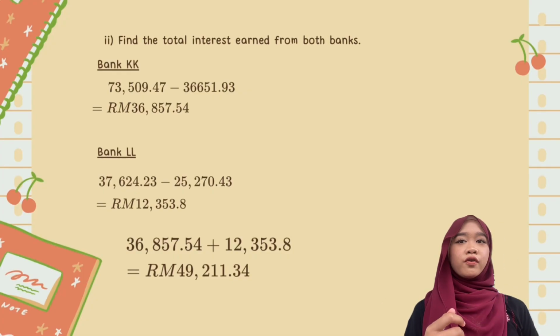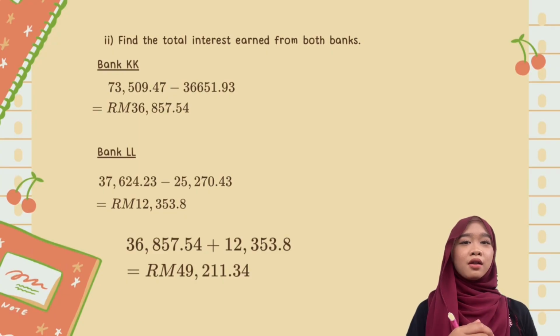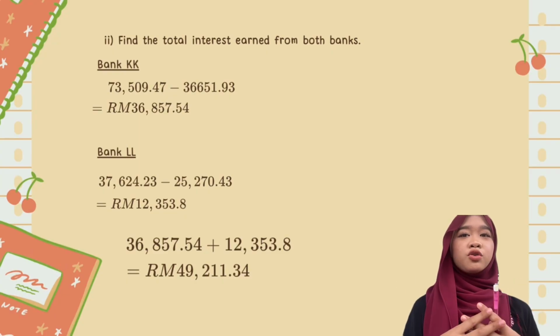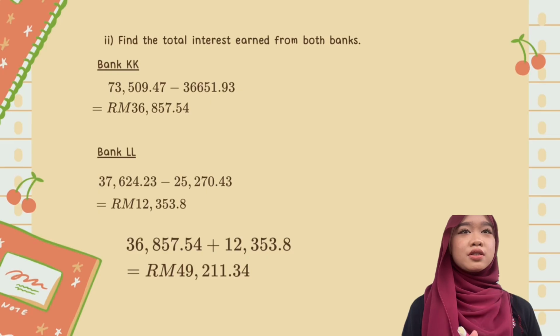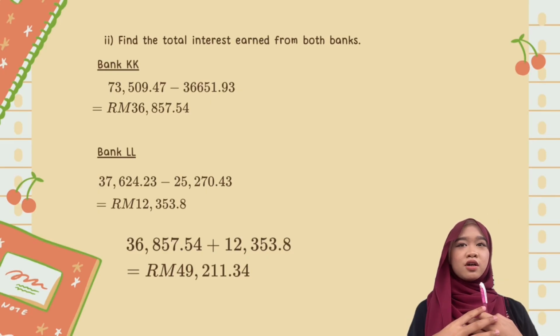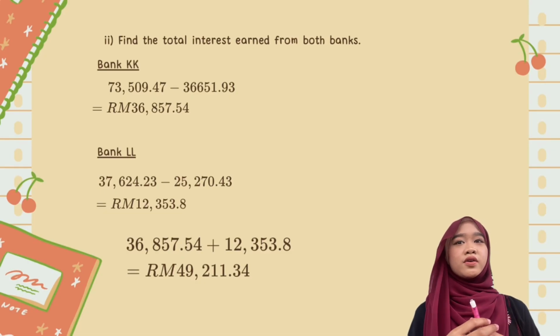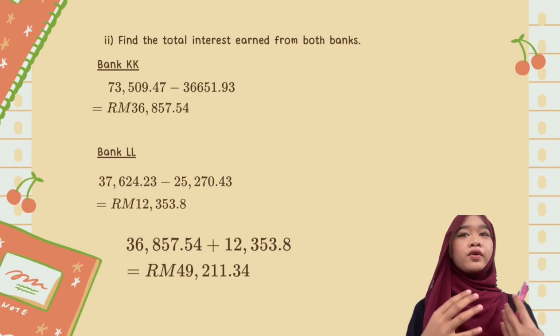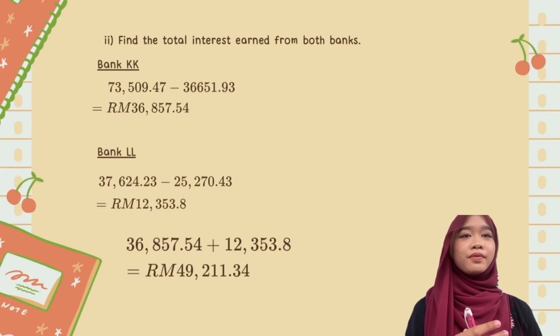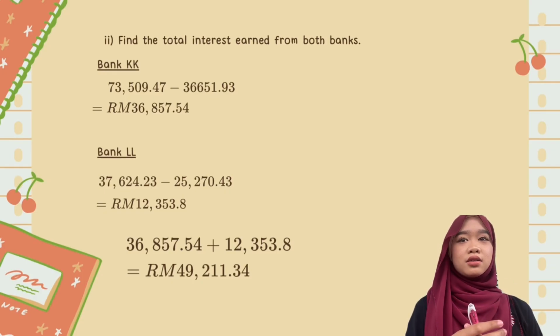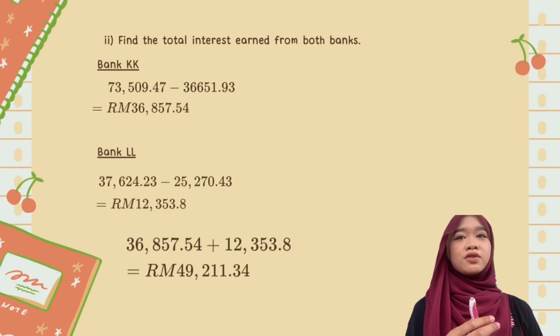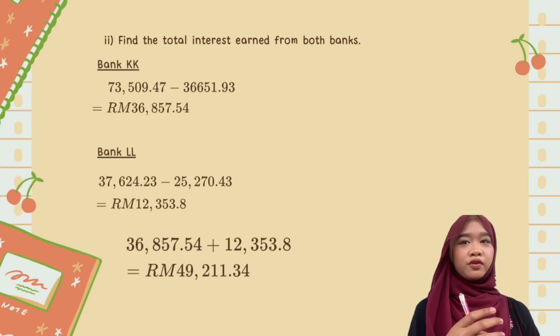The amounts from Bank KK and Bank LL must be combined to obtain the total interest earnings. So, 36,857 ringgit and 54 cents plus 12,354 ringgit and 80 cents. The answer is 49,211 ringgit and 34 cents.